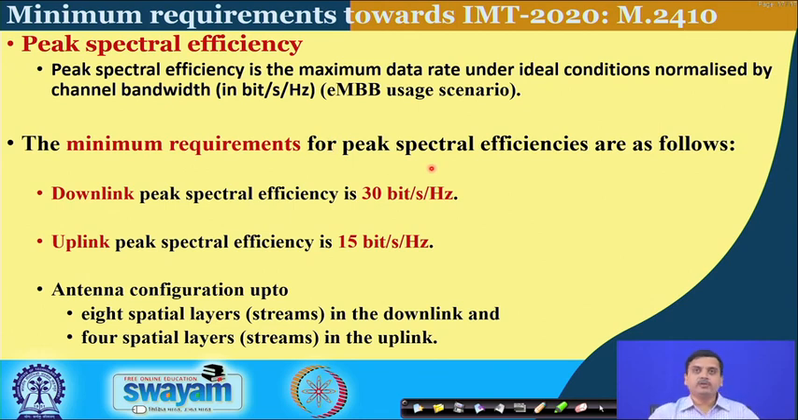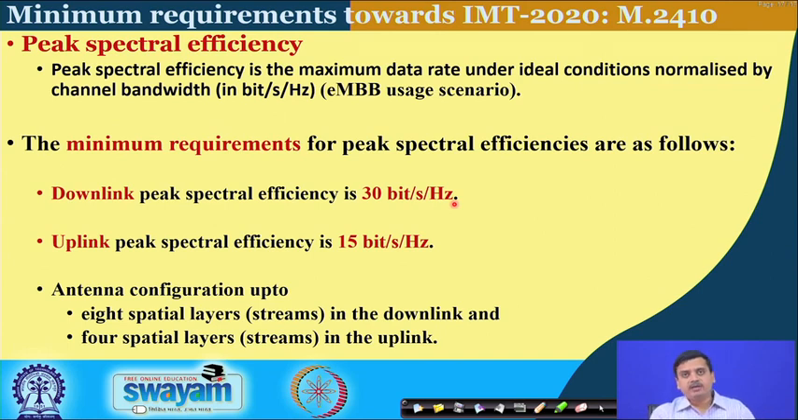So, the minimum requirement for peak spectral efficiency, that is the best case. Here you are going to use the maximum possible loading of bits on a resource block, and this would entitle one to use the maximum spatial multiplexing mode as well as the highest order modulation and the least error protection mechanism. When you put all these things together, you can get the highest spectral efficiency. In downlink, it is 30 bits per second per hertz. Now, if you have a bandwidth of 10 megahertz, you have 300 megabits per second.